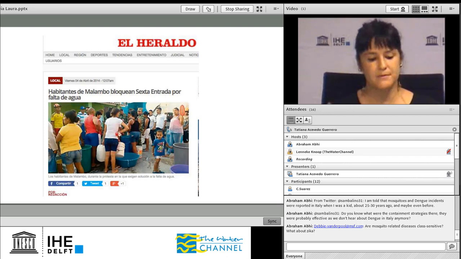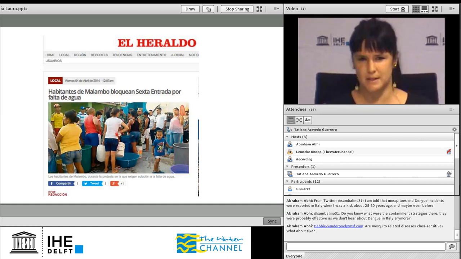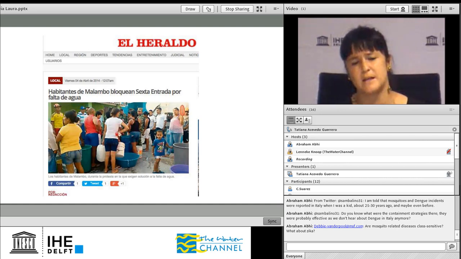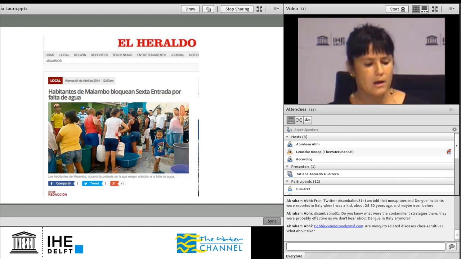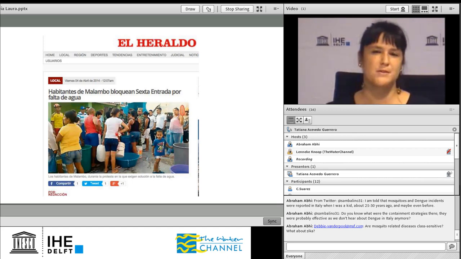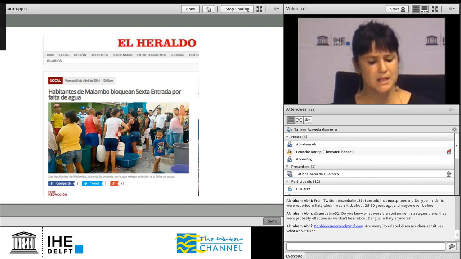And by 2015, things got a little bit more complicated because there was a new disease emerging in the southwest of Barranquilla, which was Zika. Now, the spread of Zika in Colombia was really, really fast. In 2015, there were 341 cases of Zika, and in less than a year, the cases were 99,721.